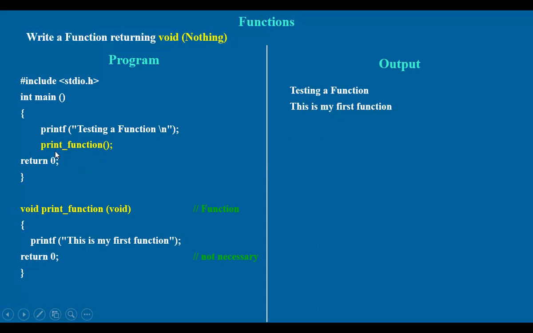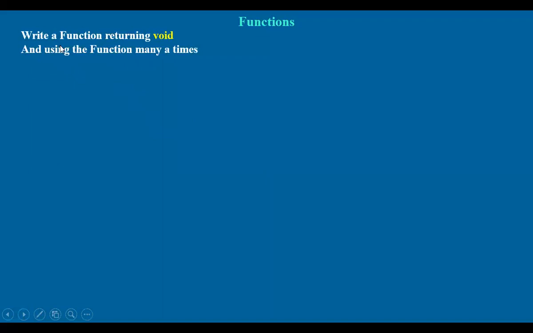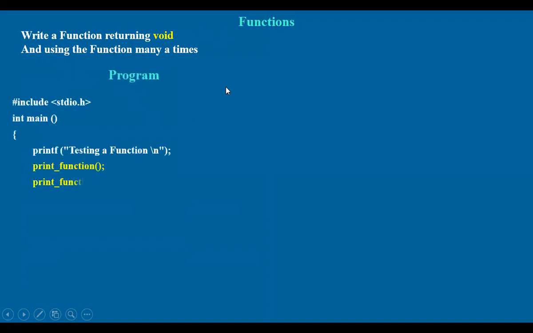Suppose I have written this same statement twice or thrice, it displays a number of times. Suppose I write print function 3 times, it displays this same statement 3 times. Like that. So here, we write a function returning void, and use the function a number of times. We want to use that. Yes, here it is.